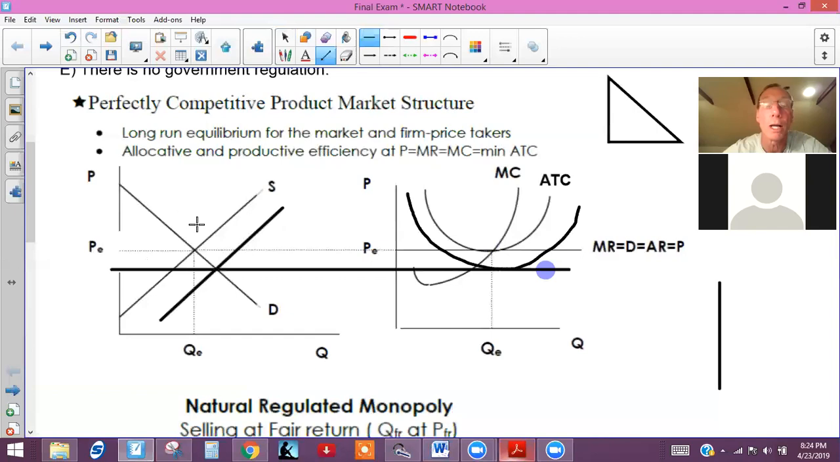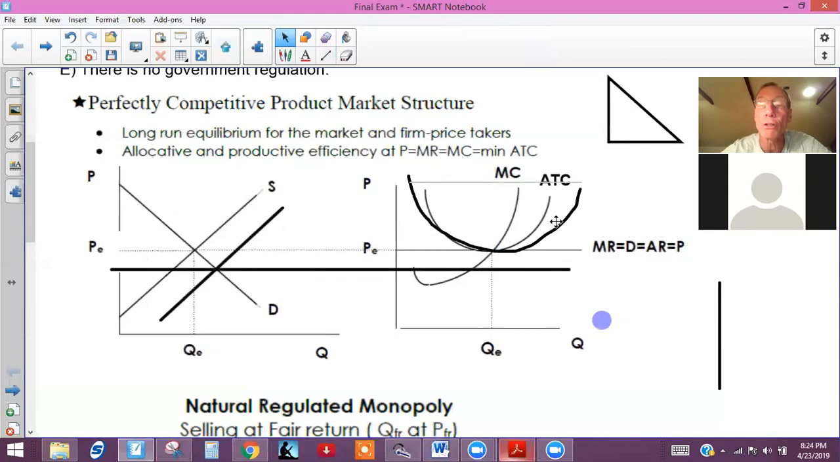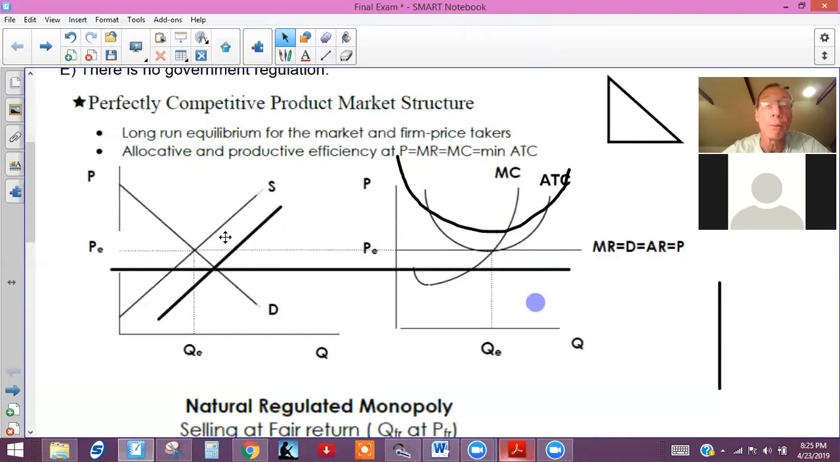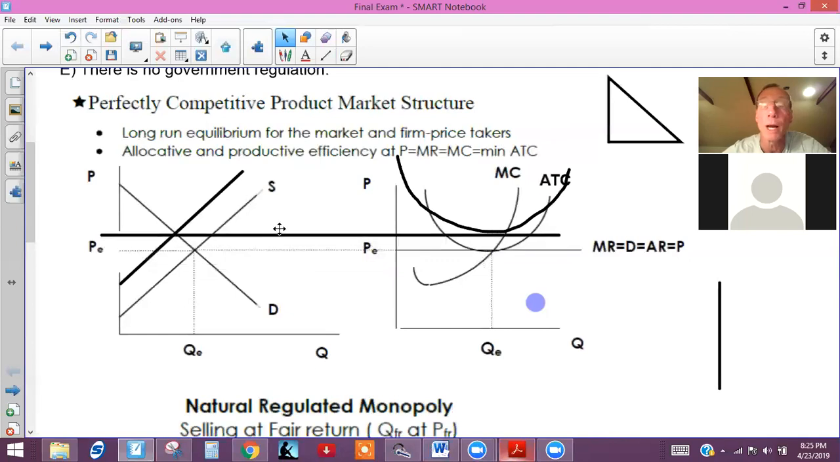So in the long run, enough firms are going to come into the market that they'll be at that point where it's the same, right? Now, if they're losing money, if it's up here and they're making an economic loss, then firms leave the market. So the supply curve in the market is going to shift to the left as firms leave, and that drives the price up to a point where once again, average total cost equals price.